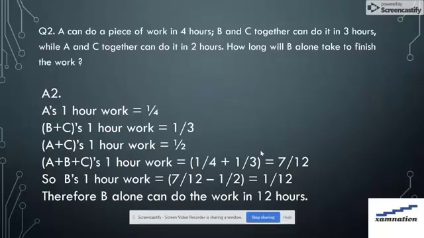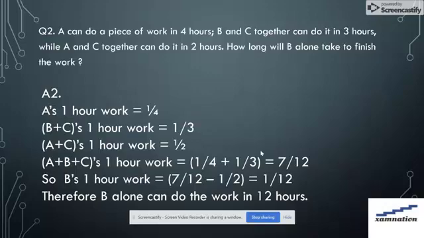So now we first find out the total time that all the three together will take. That is A plus B plus C. So that would be if we take A's 1 hour work and B plus C's 1 hour work. That will come down to 1 upon 4 plus 1 upon 3, which is equal to 7 upon 12. Now, from here, if we deduct from A plus B plus C, if we remove A and C, we will get the B's 1 hour worth of work.